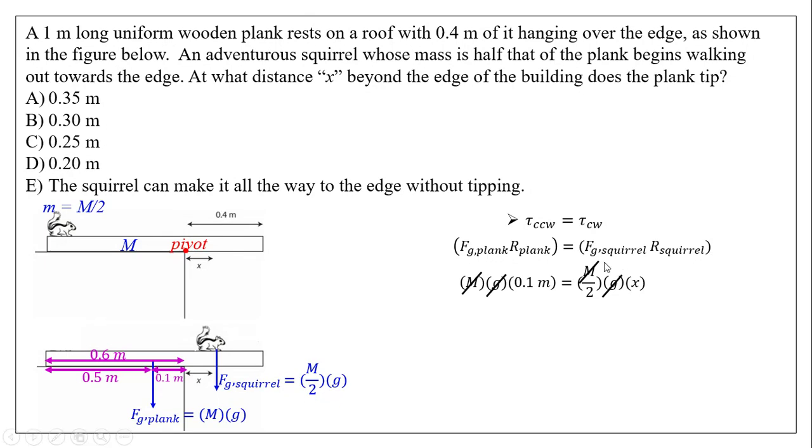So as you can see here, you have 0.1 meter equal to X divided by 2. To get X by itself, simply multiply both sides by 2, and that's it. It's pretty straightforward. So the answer here would be 0.2 meters.